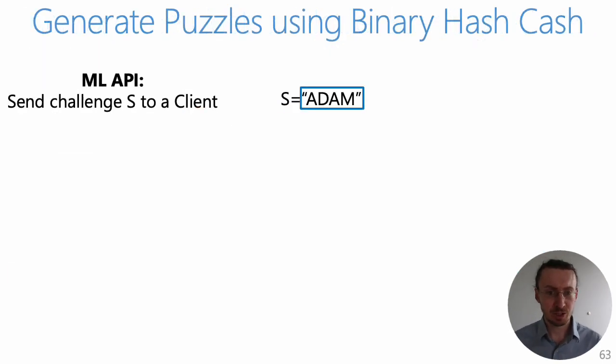For the generation of the puzzle in our defense, we use our binary version of the Hashcash algorithm. The initial version of Hashcash was for the hexadecimal representation, but we changed it to the binary version so that we can have more fine-grained control over the difficulty of the puzzle. A server sends a challenge string S to a client. In the blue frame we have an example of such a challenge string S.